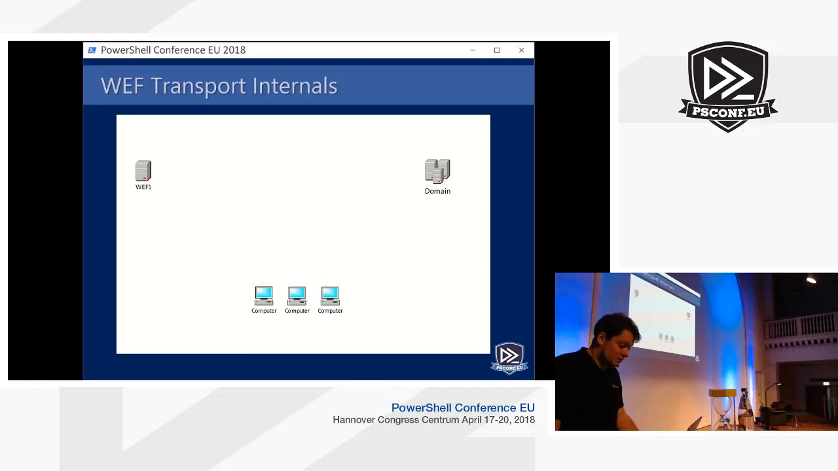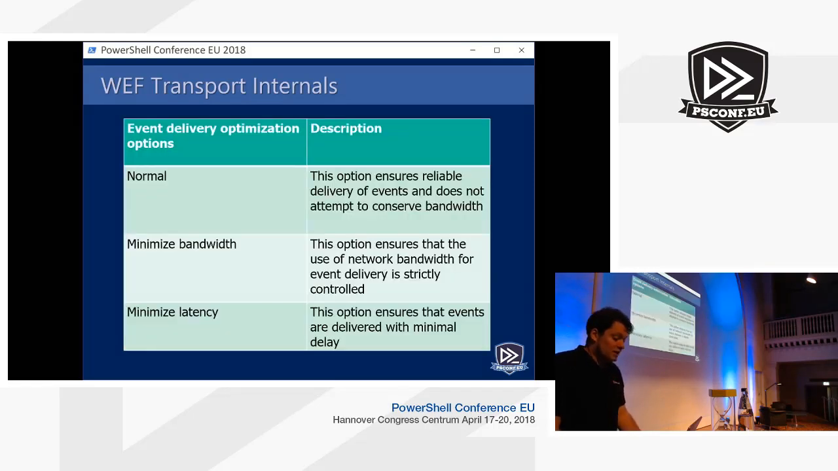Good, all right. Let's skip over that. There are a few mechanisms to control the bandwidth. There is the so-called normal mechanism, which will basically send in intervals. Then there is the minimized bandwidth option, where you have larger intervals, but it's better when you have limited bandwidth, like in remote connectivity scenarios. And there is the minimized latency, or as we call it, the data center option.